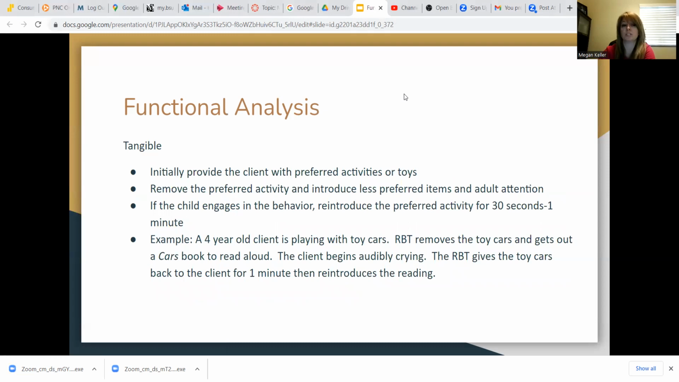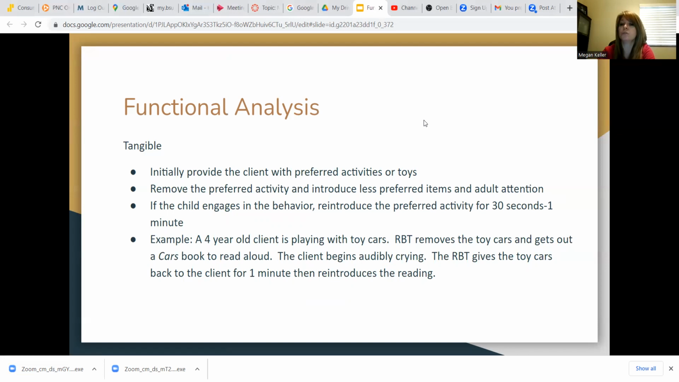The tangible condition is the condition in which the client is initially provided with toys or preferred activities. Then the RBT will remove the preferred activity and introduce a less preferred item and adult attention. If the child engages in the behavior, the RBT should reintroduce the preferred activity for between 30 seconds and 1 minute in length. An example is a 4-year-old client who is playing with toy cars.